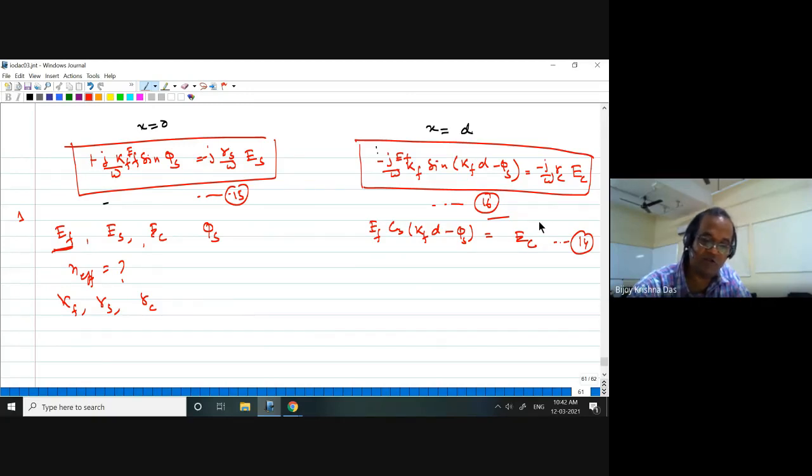If you divide these two, you see minus j omega and minus j omega cancel. It will be automatically cancelled, right? So if you just divide 14 and 16 by 14, then what do you get? Let me write it like that: tan of kappa f d minus phi s, and then you will be getting, if you are just dividing, gamma c by kappa f. Is that correct?